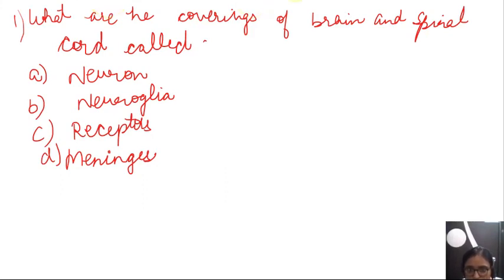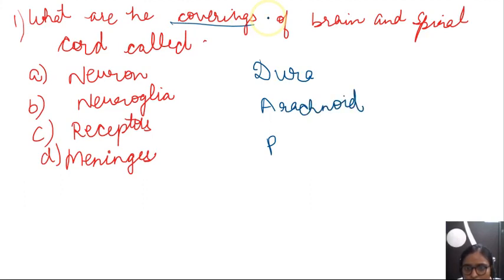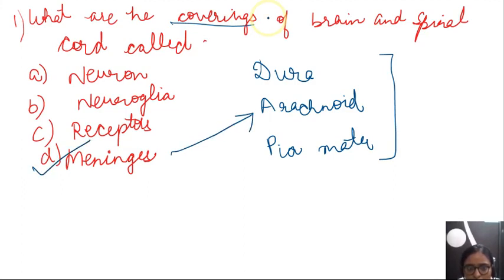So let's discuss the meninges, the coverings. The coverings are DAP. I give you this mnemonic to remind it: DAP, that is dura mater, arachnoid mater, and pia mater. Together these three are called the meninges. So your answer is D, meninges. Fine. So let's move to today's topic.